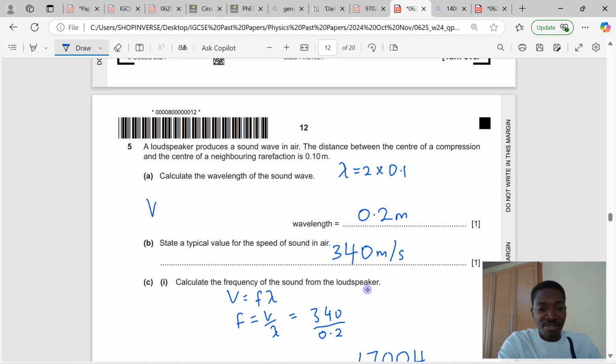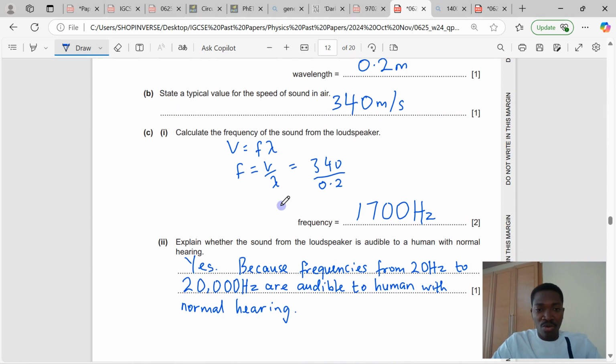The next question, calculate the frequency of sound from the loudspeaker. And you know from the formula, V equals F lambda. That simply means frequency is V over lambda, velocity over wavelength. And that's what I did here. I divided the velocity by the wavelength. Good. So velocity divided by wavelength gives me the frequency.